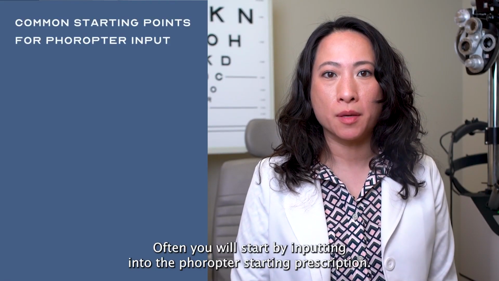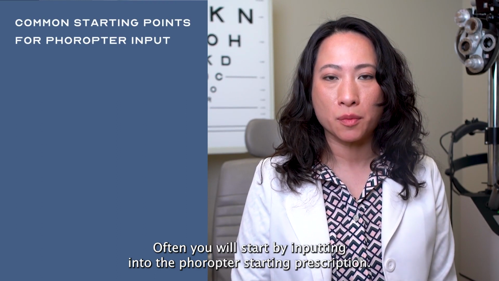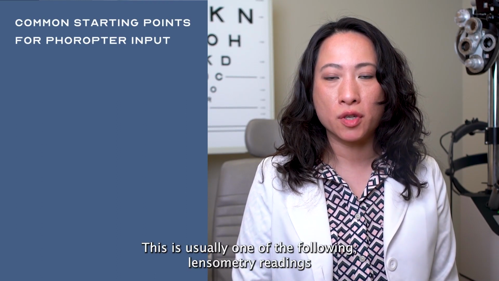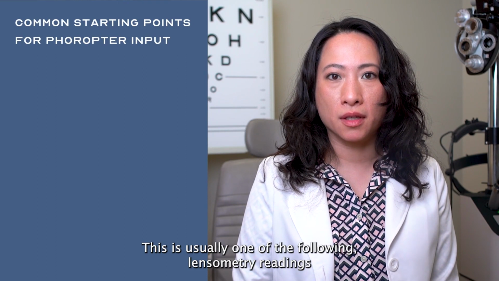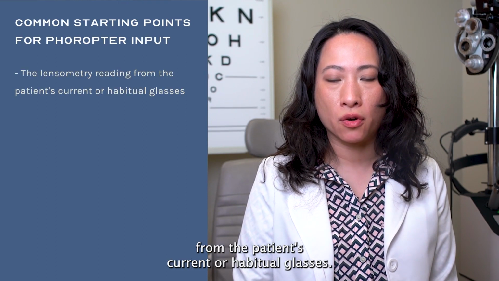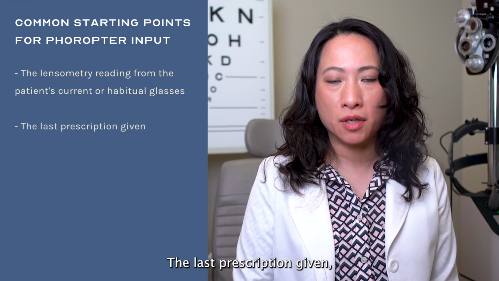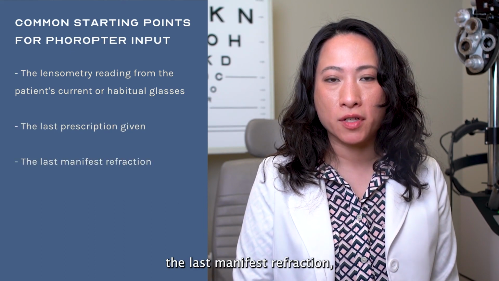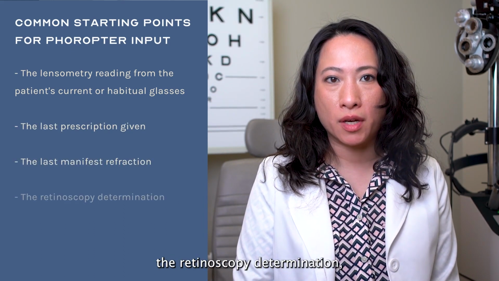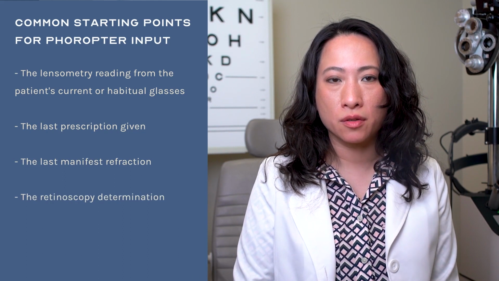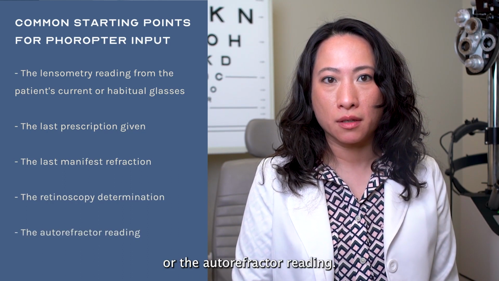Often, you will start by inputting into the phoropter a starting prescription. This is usually one of the following: the lensometry reading from the patient's current or habitual glasses, the last prescription given, the last manifest refraction, the retinoscopy determination, or the autorefractor reading.